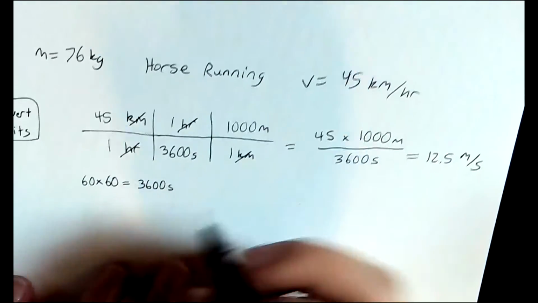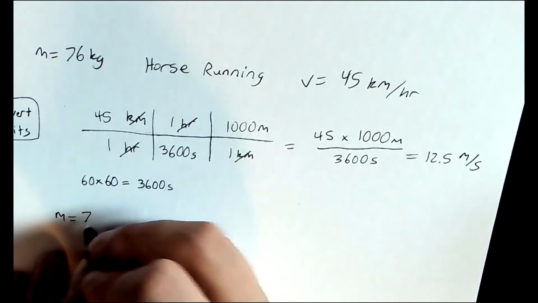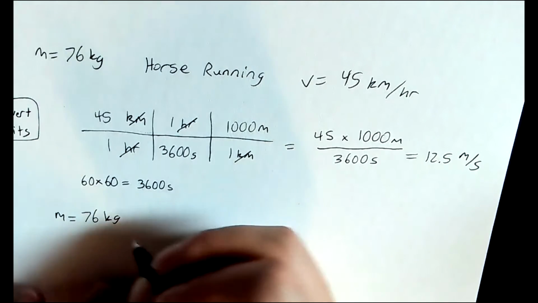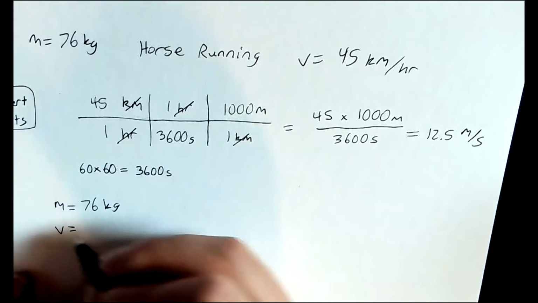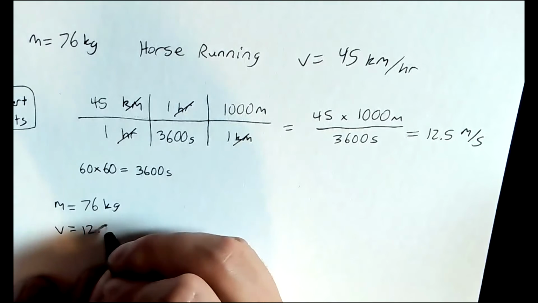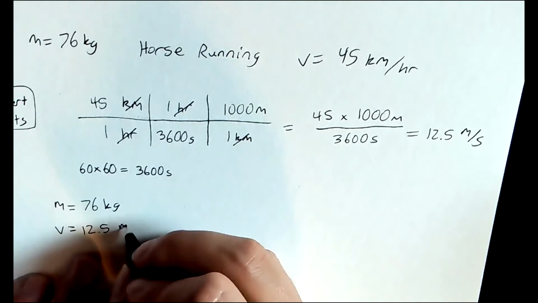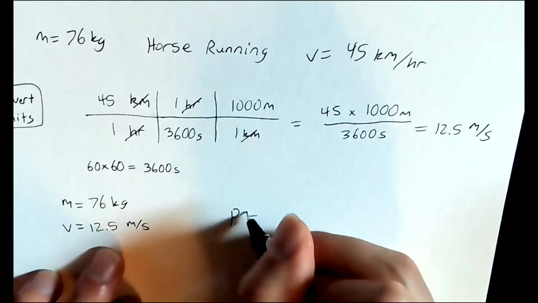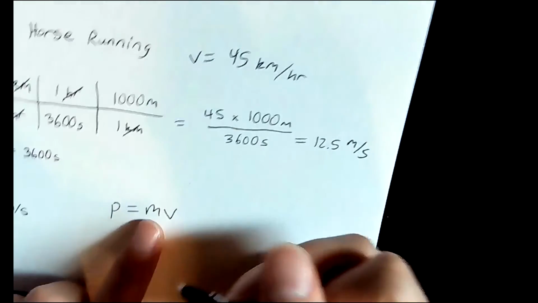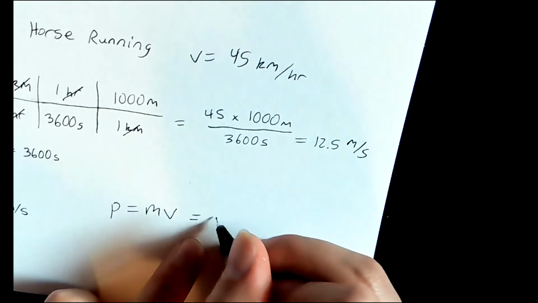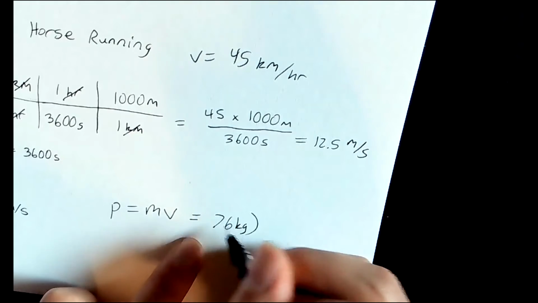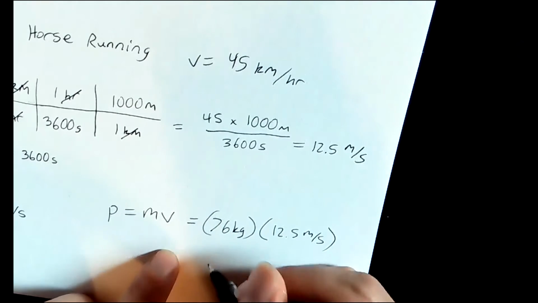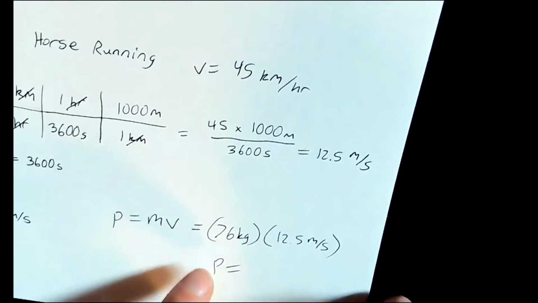So now we have M, which was 76 kilograms, excuse me. And now we have V after converting, and that's 12.5 meters per second. So you just go about this problem as usual. 76 kilograms times 12.5 meters per second. And that will give you the momentum.